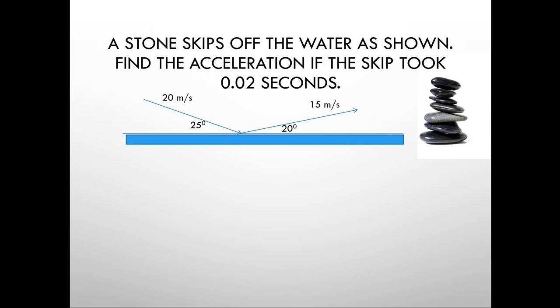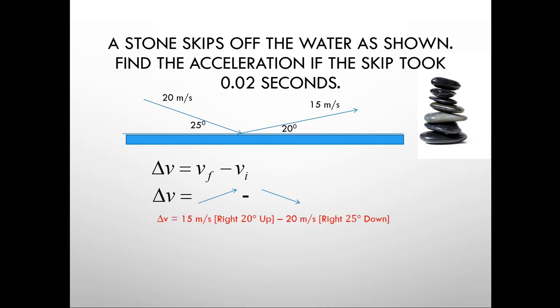We're going to look at the same example once more, but this time solving it using x and y components instead of the cosine law. Some of you may prefer this method, and personally I prefer this method over the cosine law. So again, velocity final minus initial, same vectors. To add them, we have to reverse that last vector, and we end up with this 15 meters per second, right 20 degrees up, plus 20 meters per second, left 25 degrees up, which we could represent with this equation.